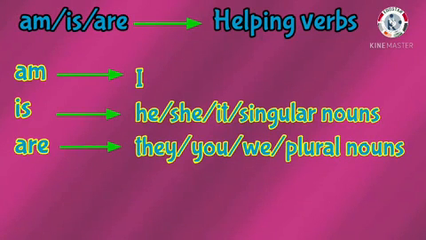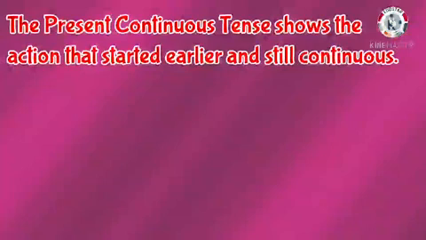Am is used with I, is is used with he, she, it or any other singular nouns, are is used with they, you, we or any other plural nouns. The present continuous tense shows the action started earlier and is going on as we speak.